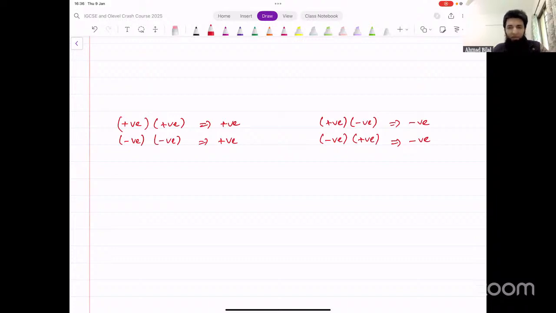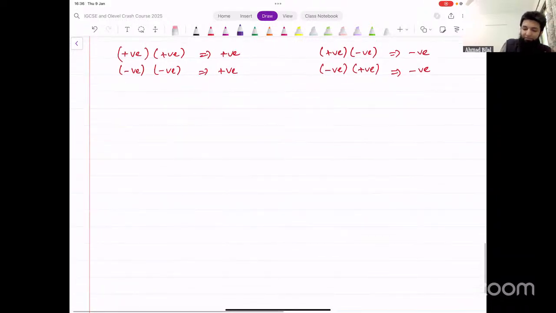So both positive and both negative, the output is positive. If one is negative and the other is positive, the output is negative. So did I say that correct? If both are positive or both are negative, the output is positive. And if one is negative and the other is positive, the output is negative. For instance, if you've got something like -2 times 4, you're multiplying these two numbers. One is negative and the other is positive. 2 times 4 is 8, but since you've got one negative, the answer is -8.